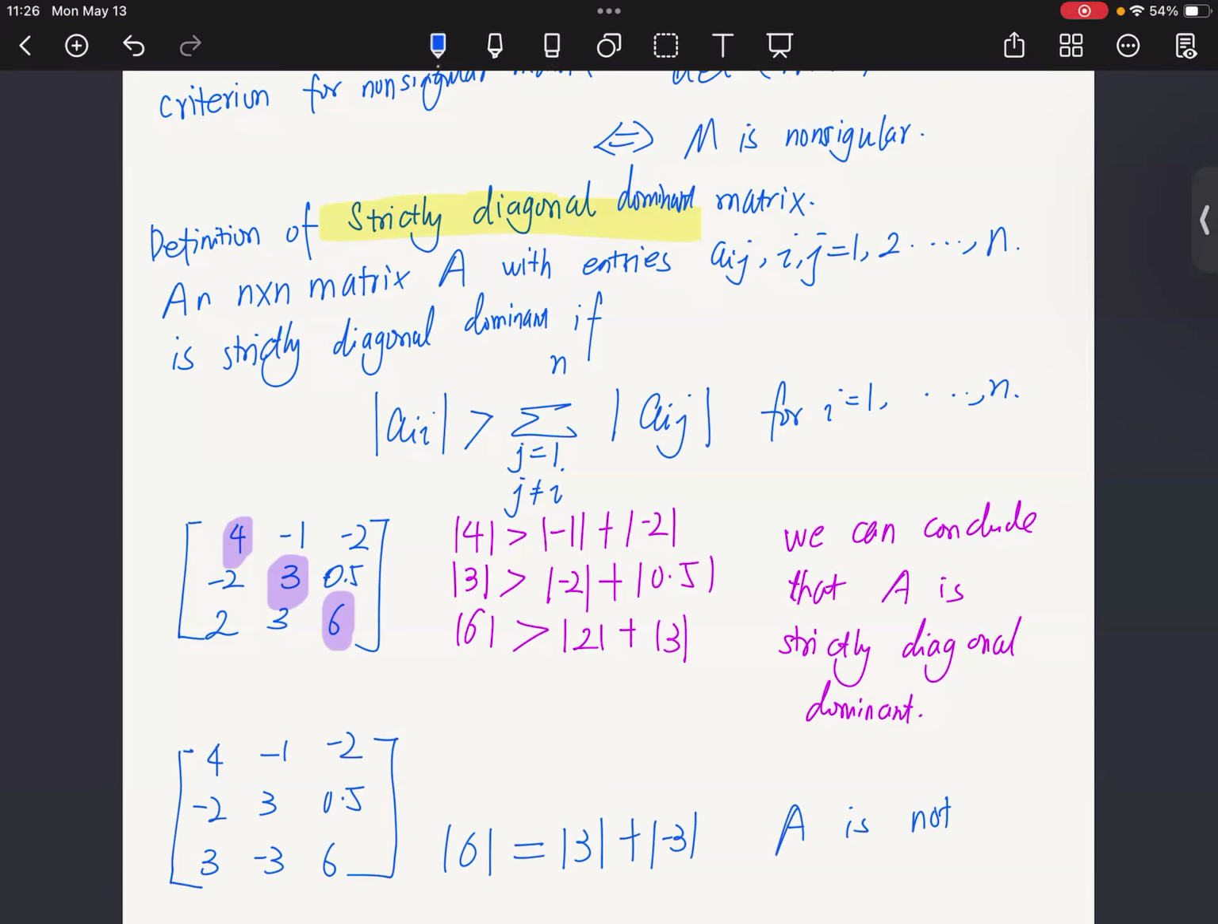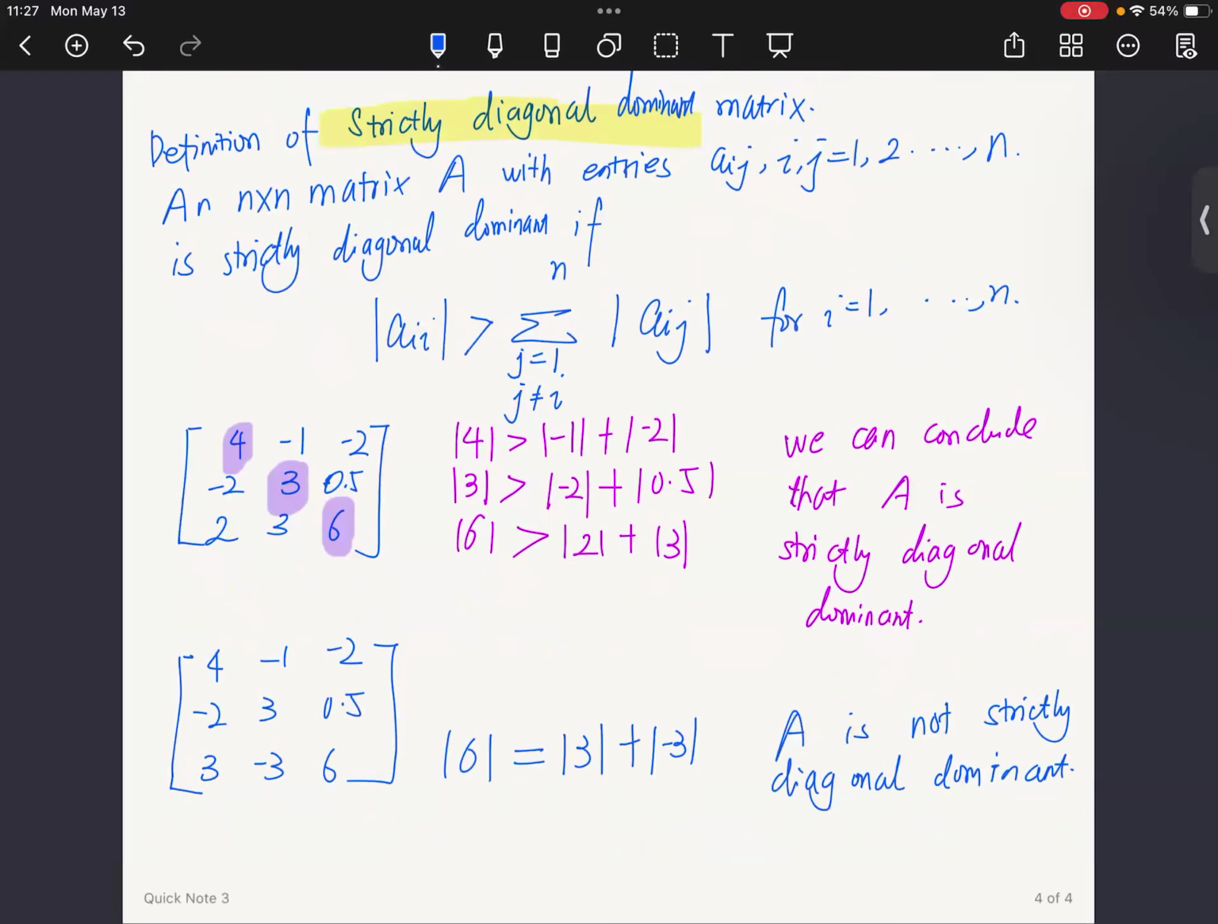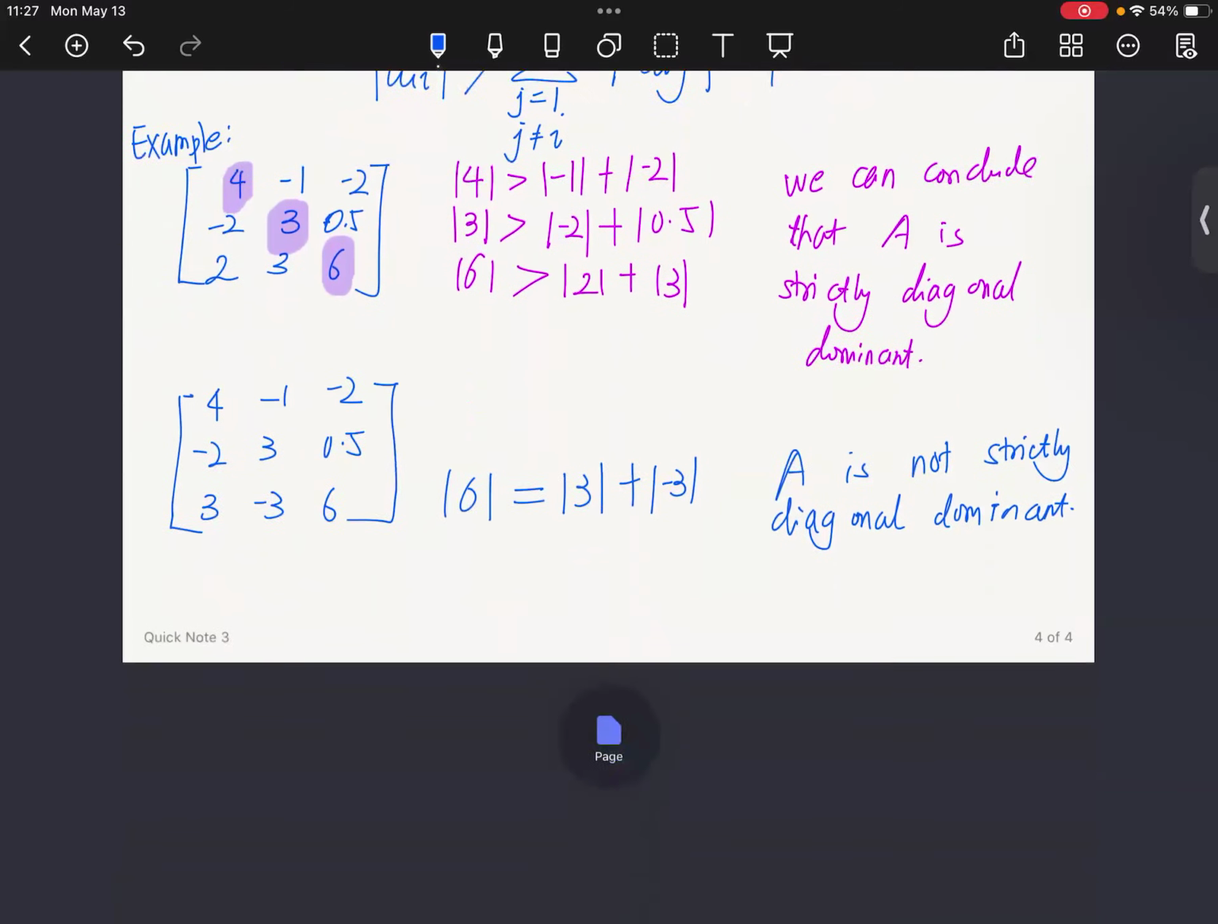It's not strictly diagonal dominant. And this is how we decide whether a matrix is strictly diagonal dominant or not. And this is the example. And let me see, there's one more thing.